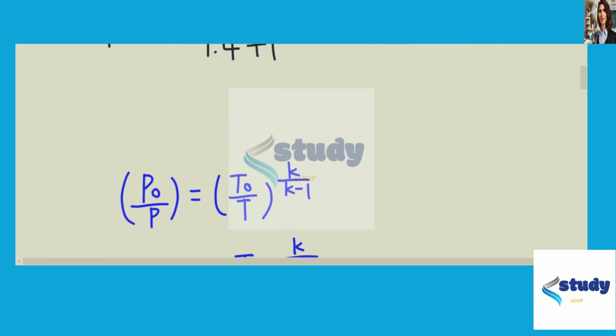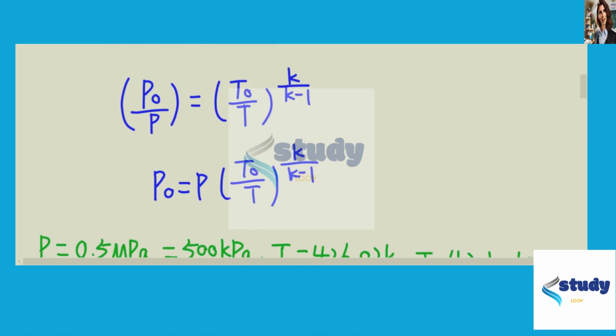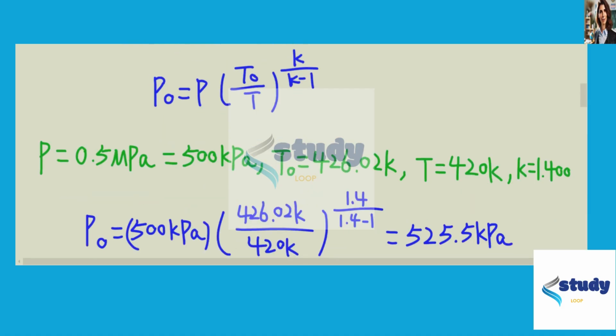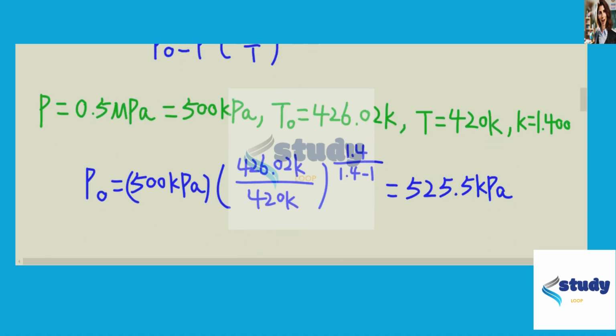So now let's determine the critical pressure. First, let's determine the stagnation pressure. The stagnation pressure, P0 here, is equal to P times T0 over T to the power of k over k minus 1. P, the static pressure, is 0.5 megapascal, which is 500 kilopascal. We know the stagnation temperature is 426.02 Kelvin, the static temperature is 420 Kelvin, and the specific heat ratio is 1.4. If you plug back into the equation, eventually you have the stagnation pressure equal to 525.5 kilopascal.